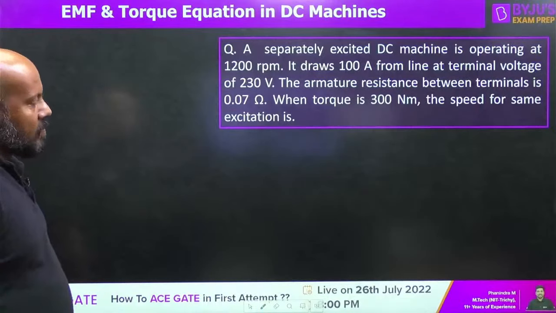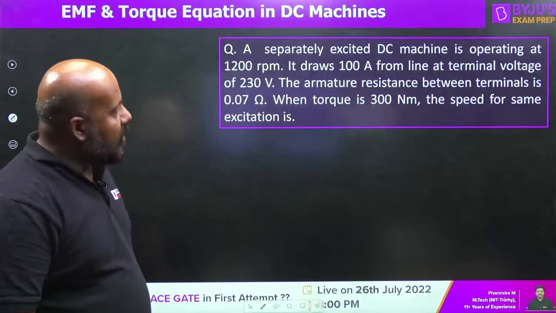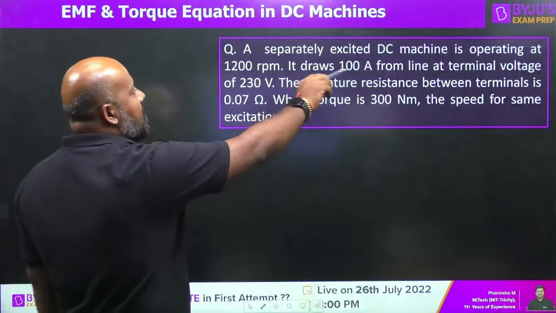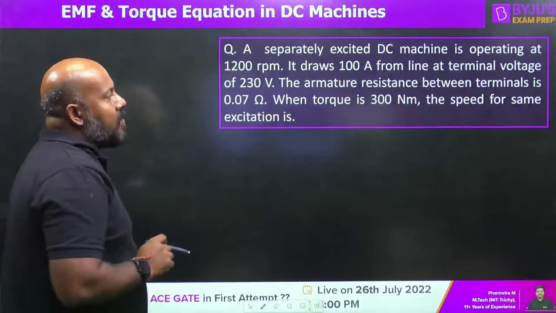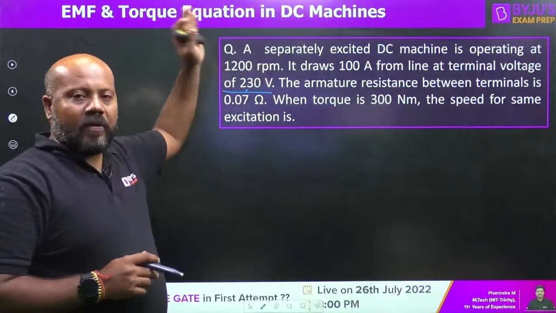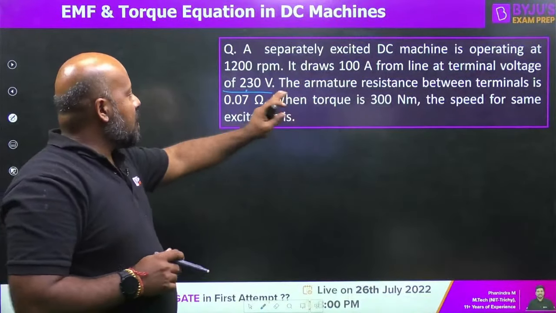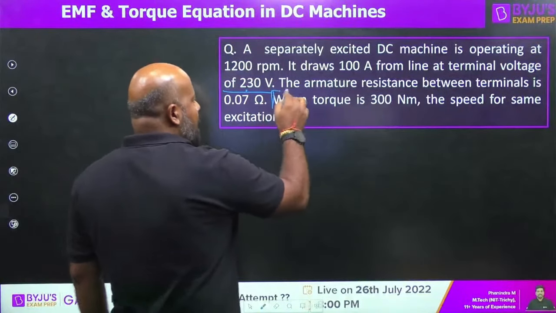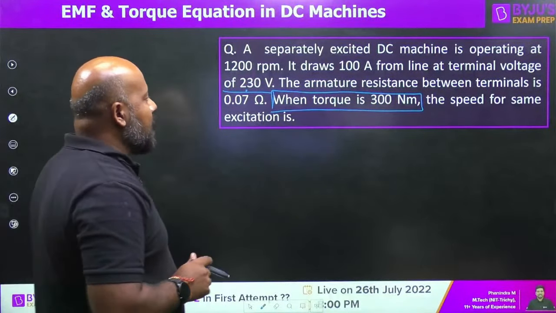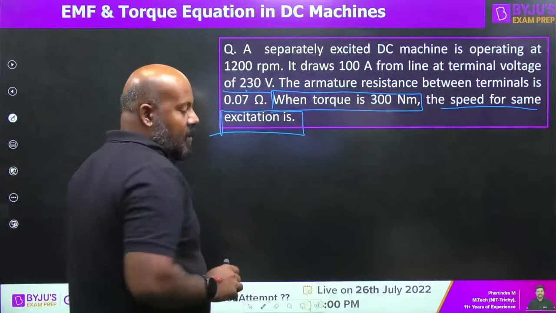Let us see the next question. Again, it is a separately excited machine. So, without drawing the circuit, can we do it? Yes. It says a separately excited DC machine operating at 1200 RPM draws 100 ampere from line at the terminal voltage of 230 volts. Up to this point, this question is similar to what we discussed in the last question. Now, armature resistance, this is also similar. Now, he is giving you the value of torque. He is saying when the torque is 300 Newton meter, what is going to be the speed for same excitation?